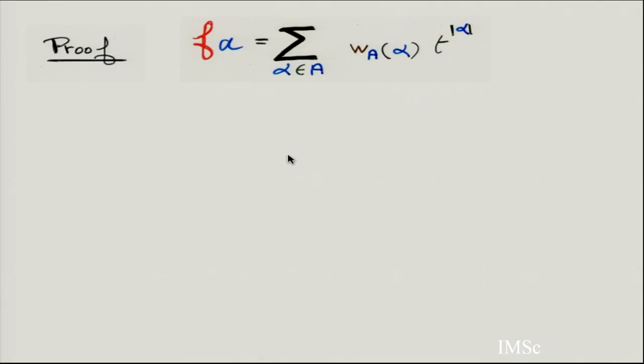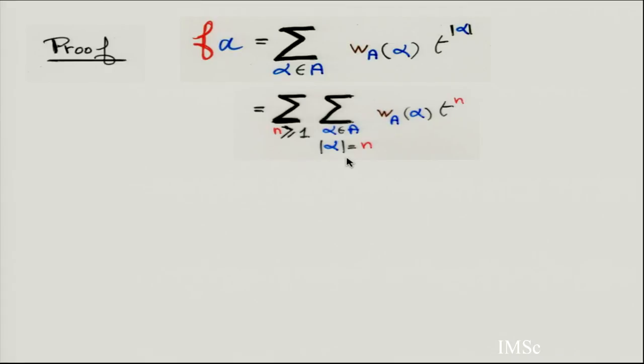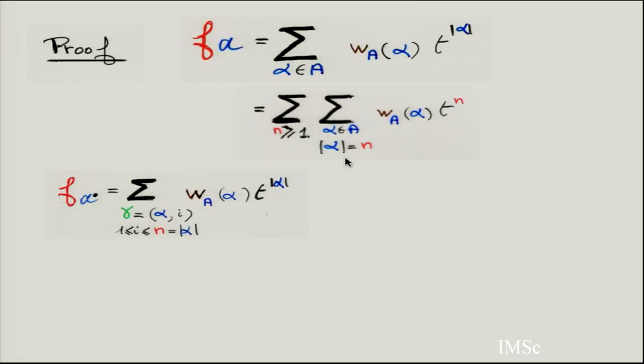So proof, you take the generating function of the object, which I'm going to specify. The weight is, there is an integer n. So I specify the sum over all n, and then the sum over all objects having the size n. Okay. Then what is the generating function of the pointed object? It is the sum over all these pairs gamma, where i is any index between 1 and n. This is the definition of the pointed object. And the weight is the same. The weight of gamma is the weight of alpha.